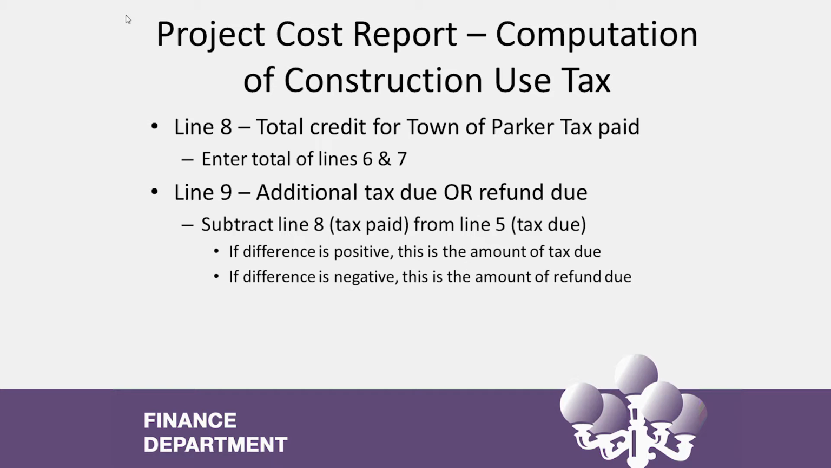Line 9 is the amount of additional tax due on the project or the amount of refund due. Subtract line 8 from line 5. If the difference is positive, this is the amount of tax still due. If the difference is negative, this is the amount of refund due.